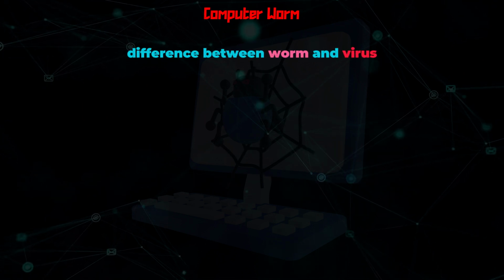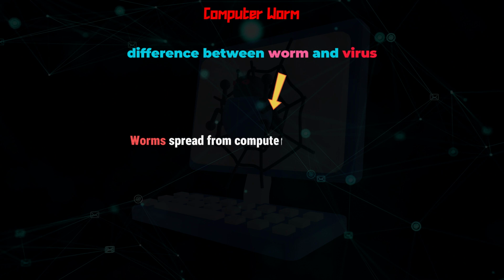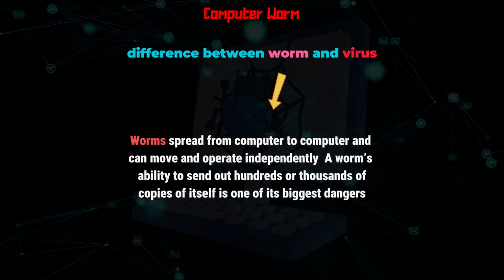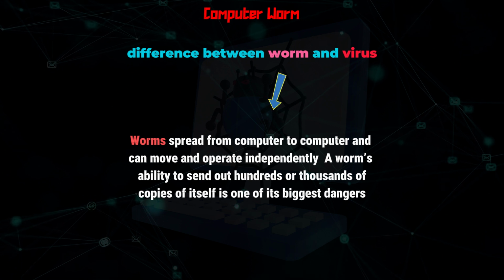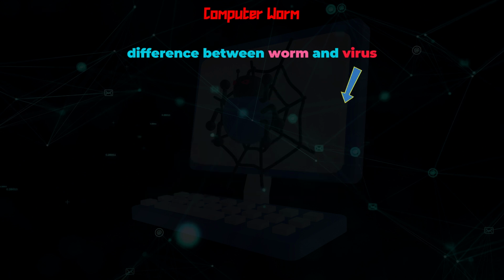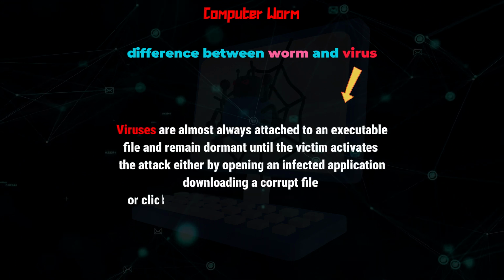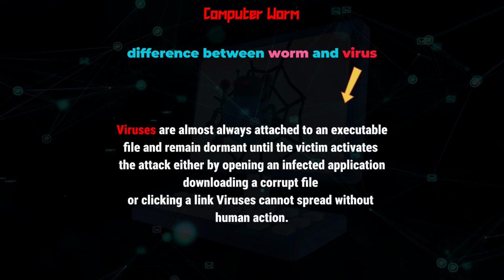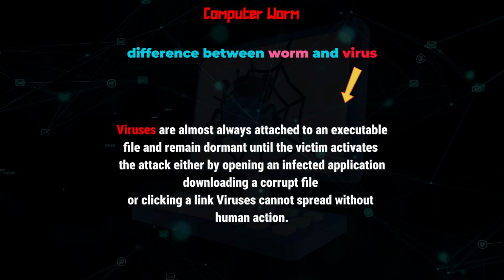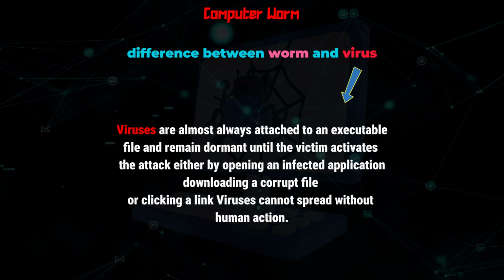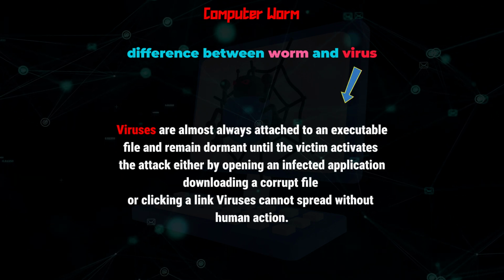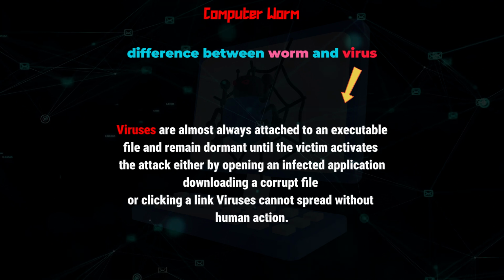Difference between worm and virus. Worms spread from computer to computer and can move and operate independently. A worm's ability to send out hundreds or thousands of copies of itself is one of its biggest dangers. Viruses are almost always attached to an executable file and remain dormant until the victim activates the attack, either by opening an infected application, downloading a corrupt file, or clicking a link. Viruses cannot spread without human action.